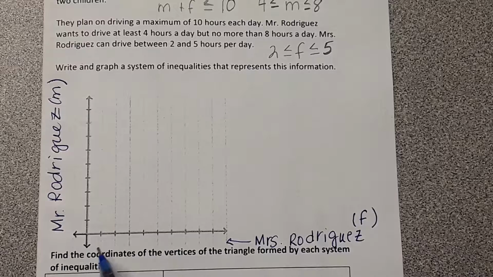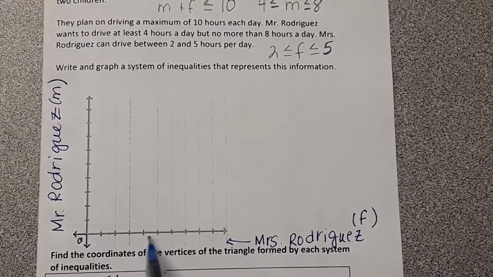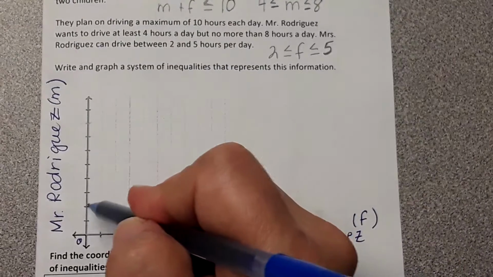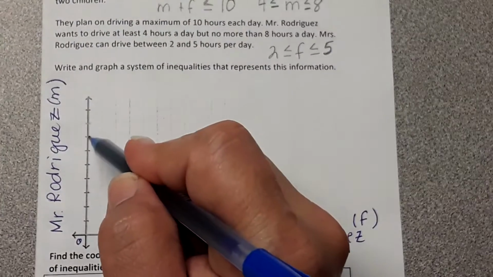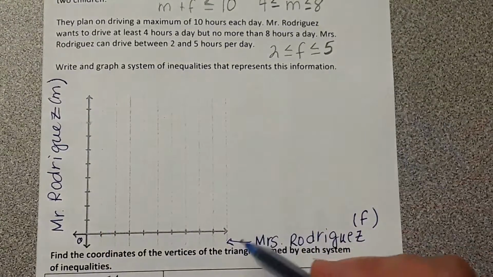And we're just going to number these. So this will be 0, 1, 2, 3, 4, 5, 6, 7, 8, 9, 10. 1, 2, 3, 4, 5, 6, 7, 8, 9, 10. So the very top would be 10.